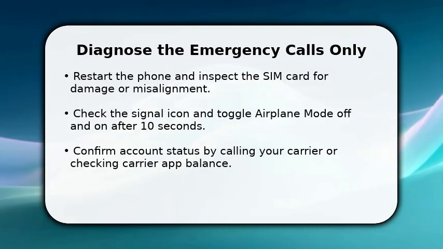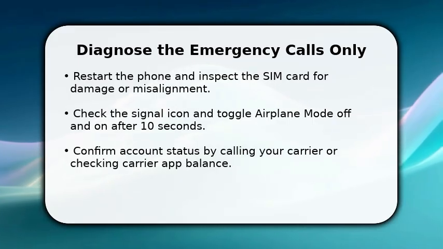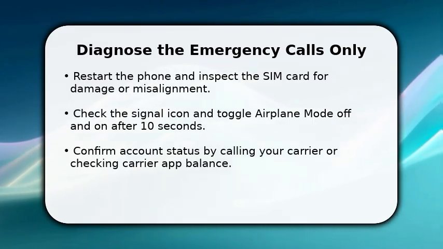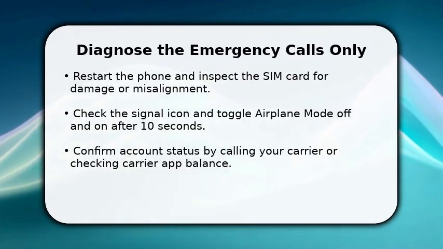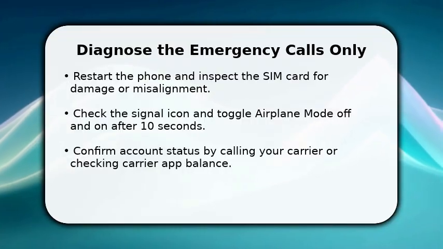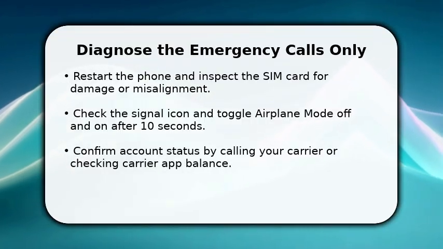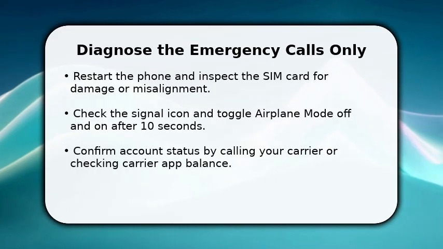Start by restarting your Samsung phone to clear temporary software glitches. Remove the SIM tray and inspect the SIM card for scratches or misalignment. Reinsert the SIM carefully and secure the tray. Check the signal icon in the status bar for network bars.